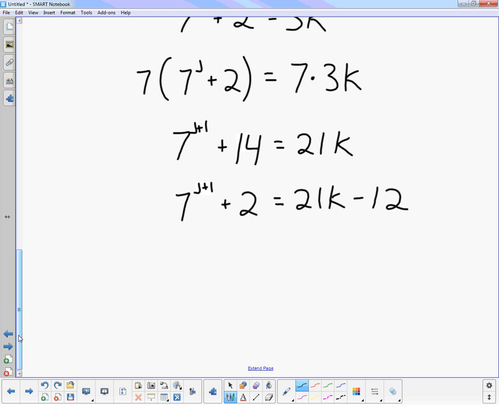I got my left-hand side the way I want it to look. Now what I need to show is that this right-hand side is something times 3. Right? And this 7k plus 4, is that an integer? Yeah, if I multiply an integer by 7, I still have an integer, and if I subtract 4 from it, I still have an integer. So this is still an integer.